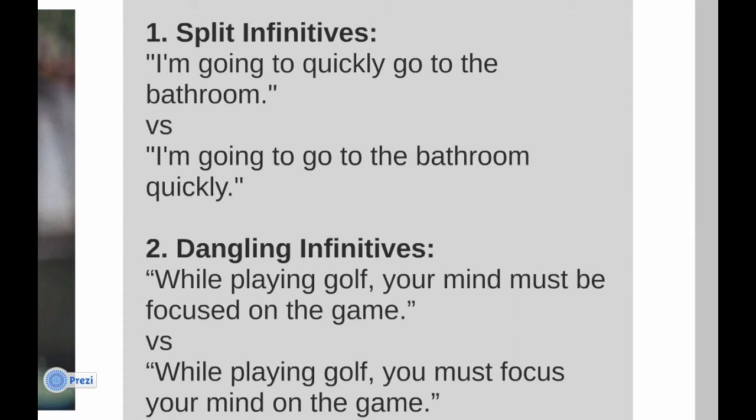Similarly, avoid dangling infinitives by keeping your infinitive phrases next to the words they modify. For example, the sentence, while playing golf, your mind must be focused on the game, can be changed to, while playing golf, you must focus your mind on the game.